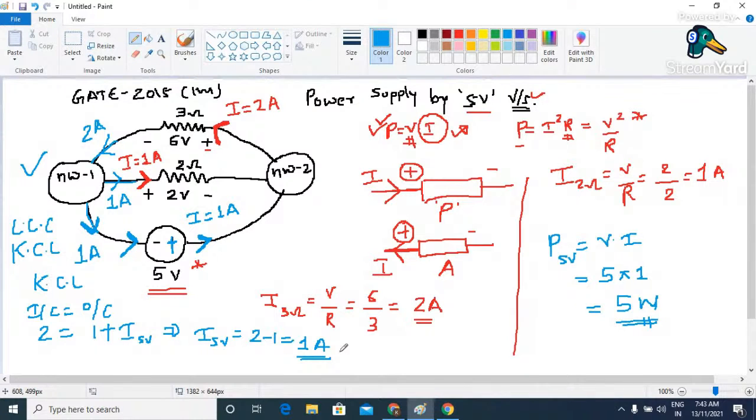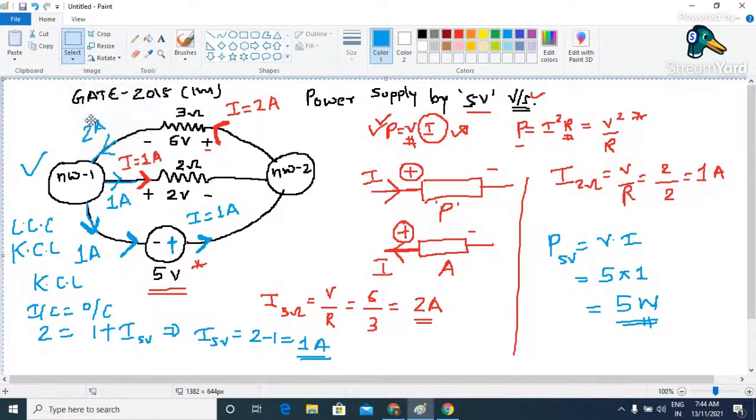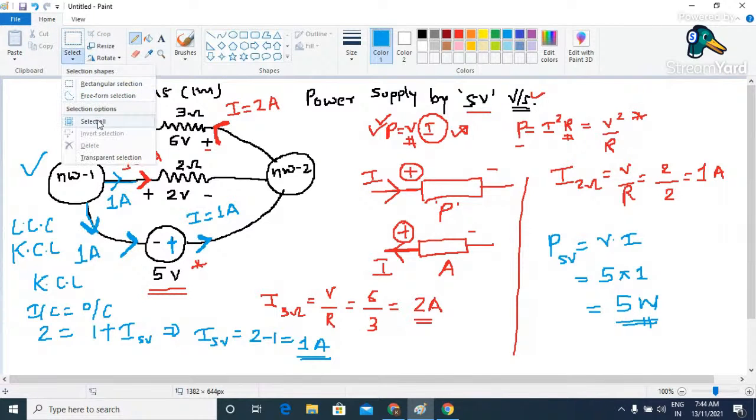And let me give you one numerical for homework. You can try to solve this and check whether you are capable of getting the answer for this numerical or not.